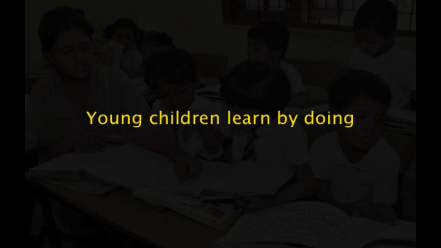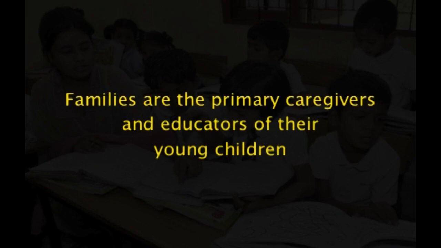Young children learn by doing. This is a very important guiding principle where the teacher should provide opportunities for the children to explore material, to engage in physical activities and also to interact with their peers. The next important guiding principle is that the families are the primary caregivers and educators of their young children. The program staff must give families the information they may need to support their child's learning development. So, these are some of the guiding principles when we are planning program for early childhood education or learning experiences.